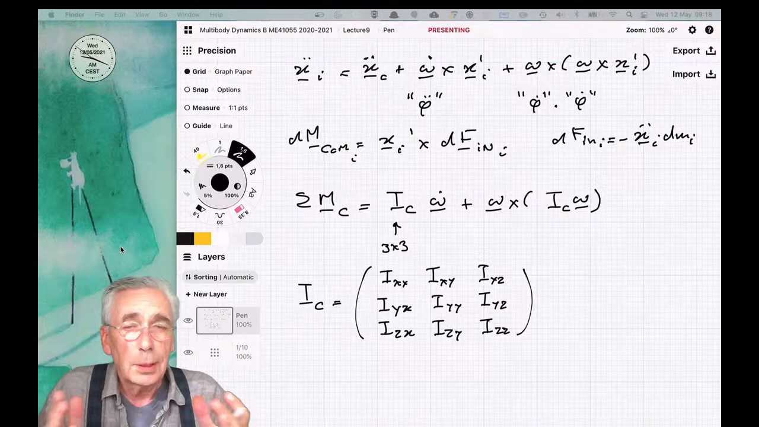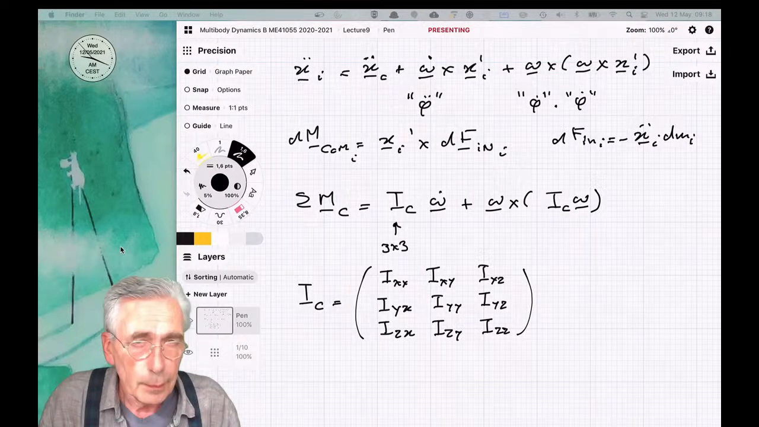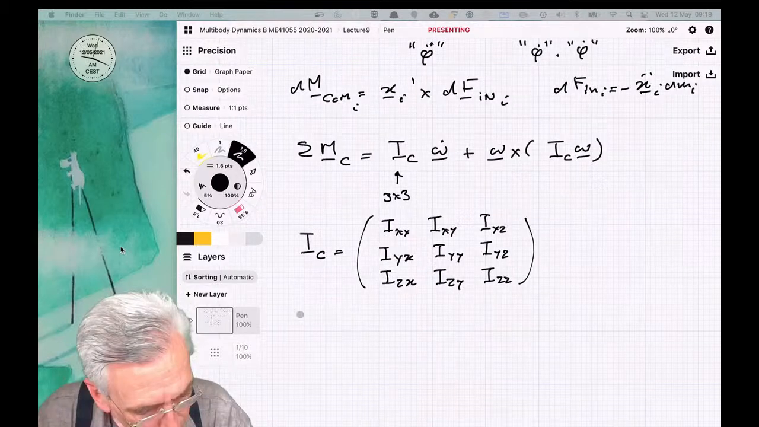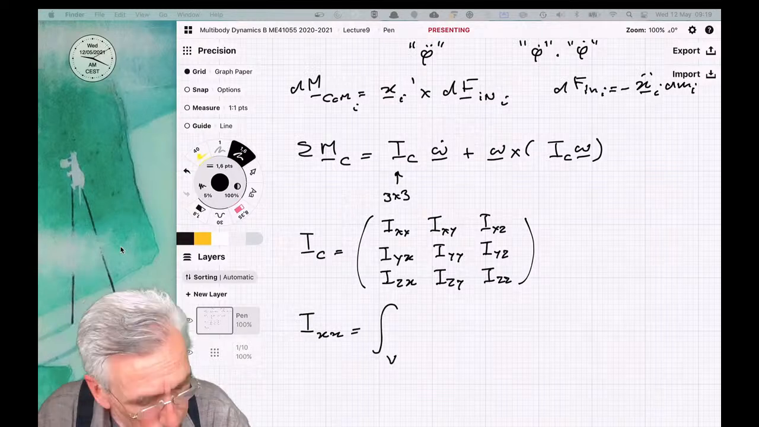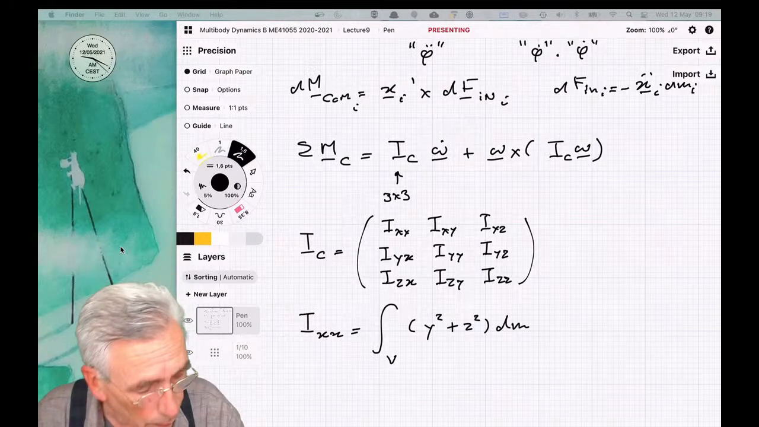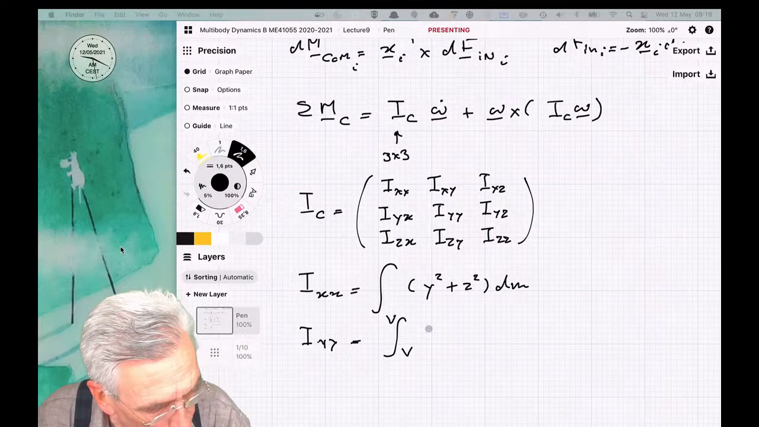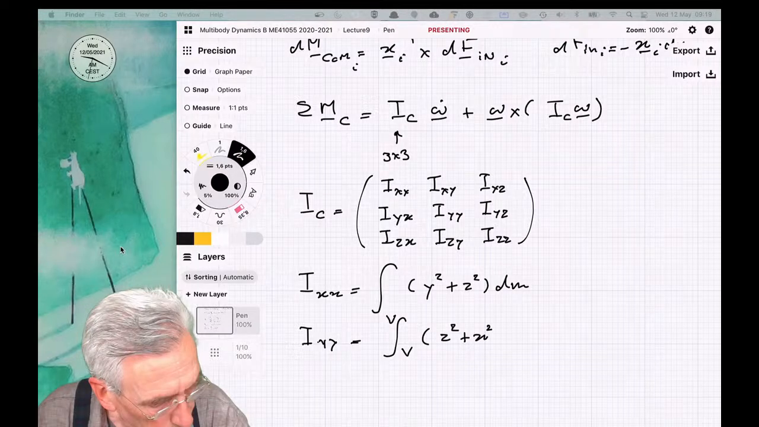It's just these 9 components, and I gave them a name. But now we have to go to how they are defined. For instance, Ixx is defined as the integral over the volume of (y squared plus z squared) dm, and likewise for y and z. So in the y direction, I get the integral over the volume of (z squared plus x squared) dm, and about the z axis I get (x squared plus y squared) dm.